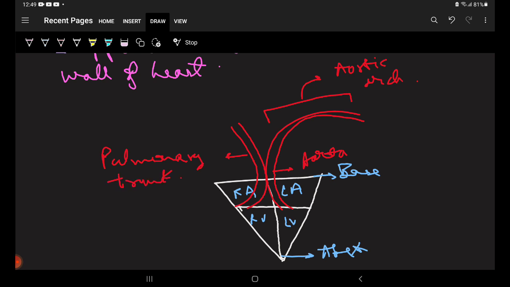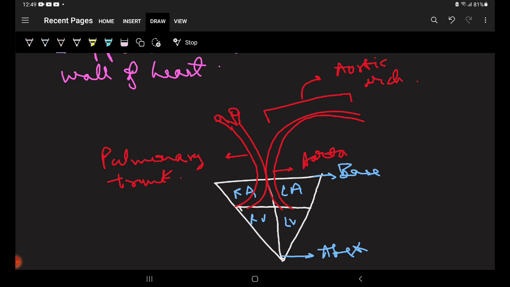Okay. So this pulmonary trunk now further divides into left and right pulmonary arteries. So it goes to each lung. And here this is the aorta and this is the aortic arch. The heart is in the thoracic cavity. So here it is in the thoracic cavity.